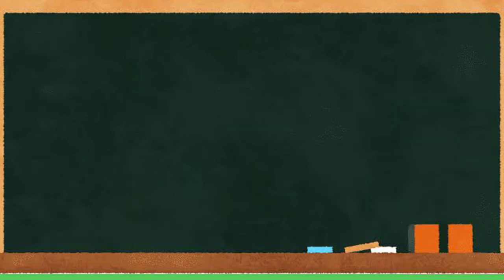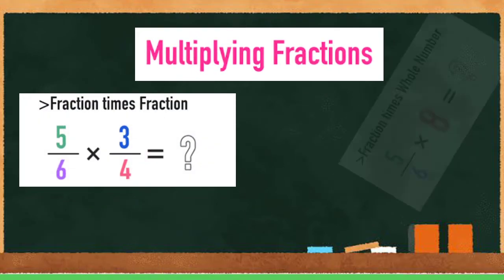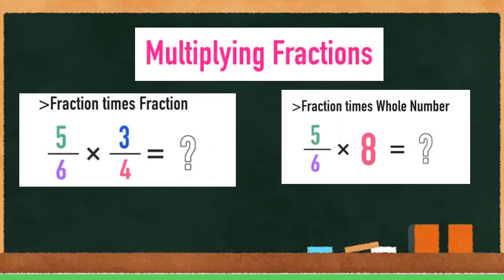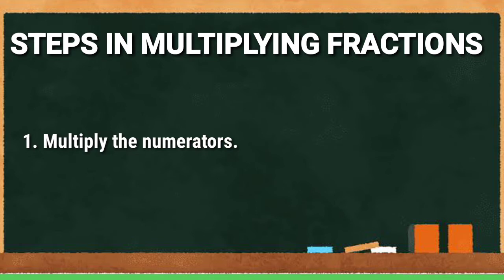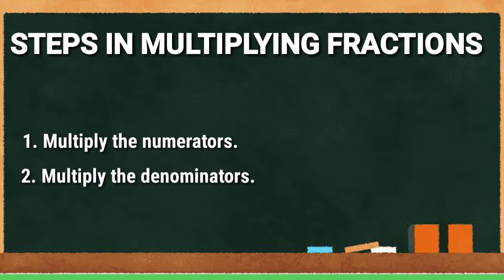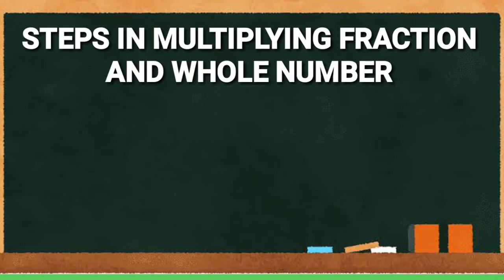Okay, we are now done with our examples on how to multiply fractions with fractions and fractions with whole numbers. So again, let's recall the steps in multiplying fractions. Step number 1 is multiply the numerators. Step number 2, multiply the denominators. Step number 3, express your answer to lowest term if possible.